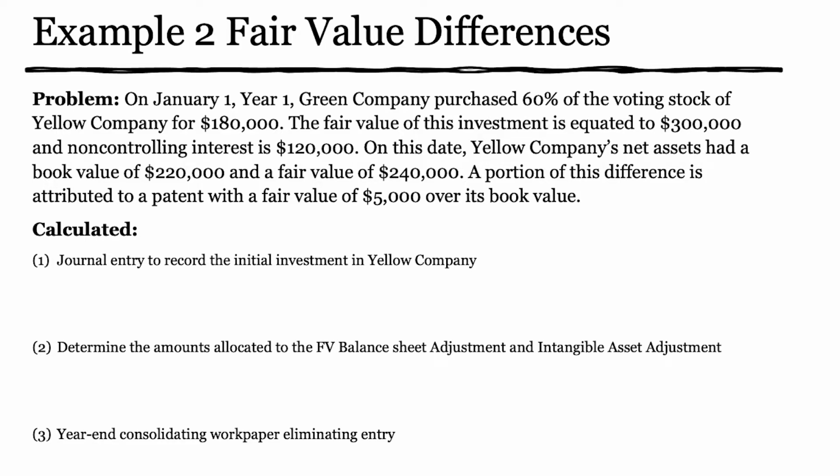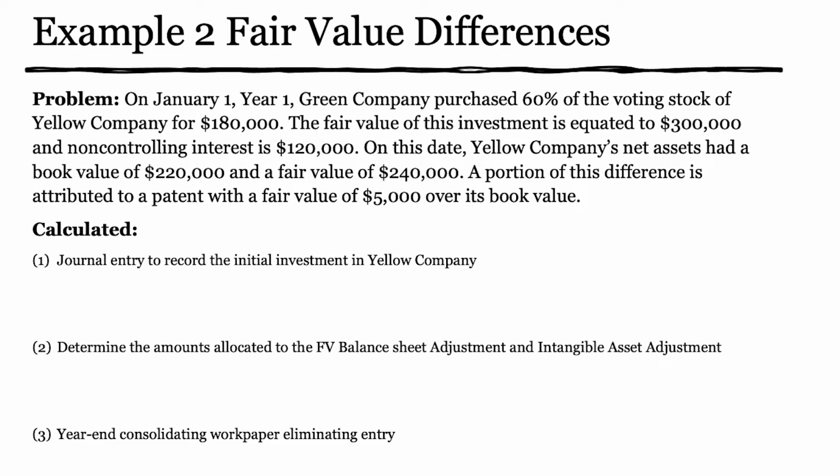Sometimes you'll come across problems that automatically give you the implied fair value as well as the non-controlling interest. On this date, Yellow Company's net assets had a book value of $220,000 and a fair value of $240,000. A portion of this difference is attributed to a patent with a fair value of $5,000 over its book value.